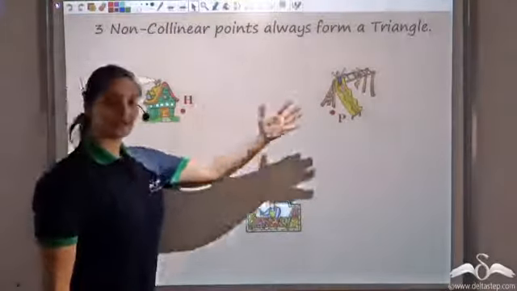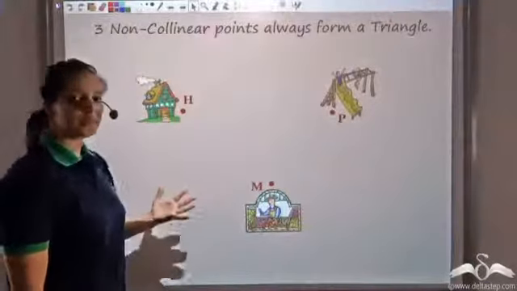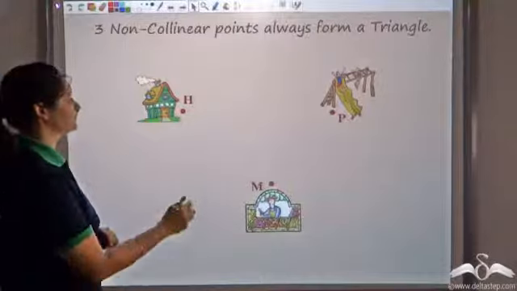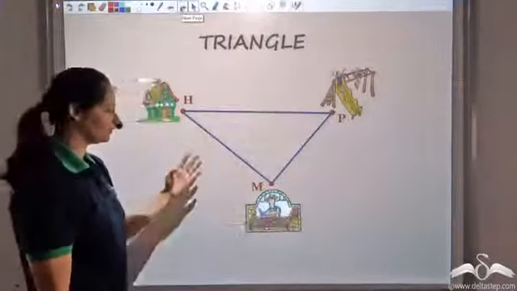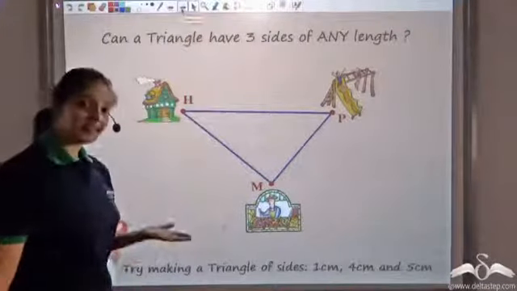We have these three non-collinear points, H, P and M. We had already seen that three non-collinear points always give us a triangle. Now joining these three non-collinear points, I get three sides of the triangle. Now the next question: can these three sides be of any length?